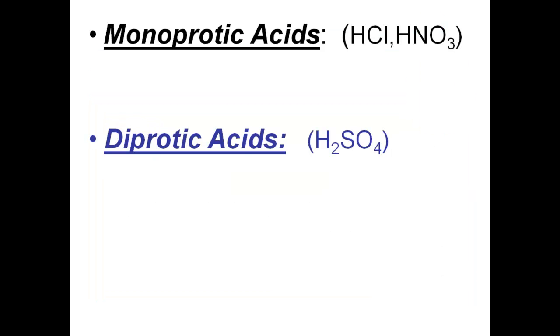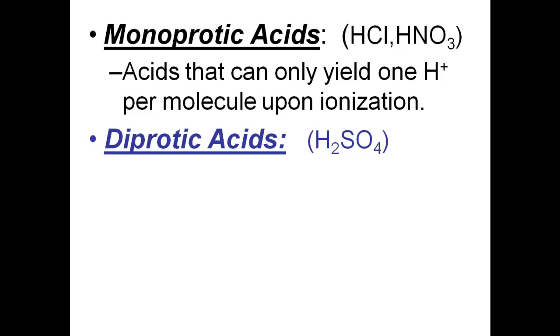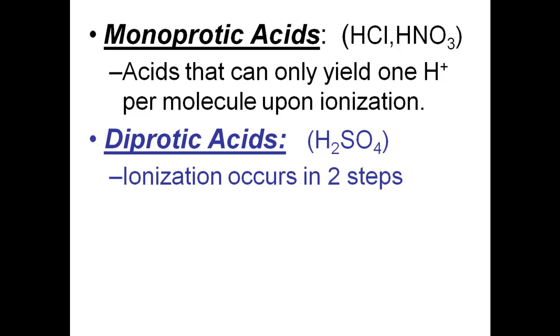Two types of acids that we will come in contact with the most are monoprotic acids and diprotic acids. Monoprotic acids, when they dissolve in water, will produce one hydrogen ion per molecule. So when they dissociate, just one H plus is given off. Things like hydrochloric acid or nitric acid, when they ionize, one H plus forms.